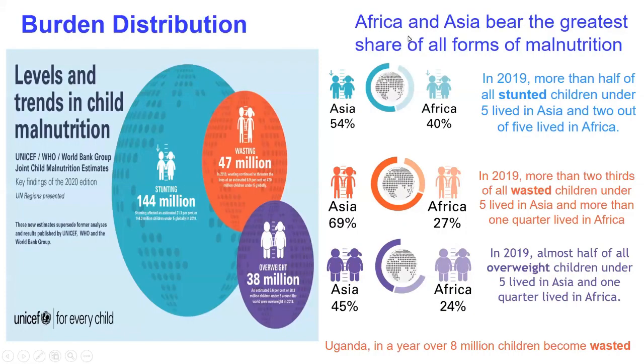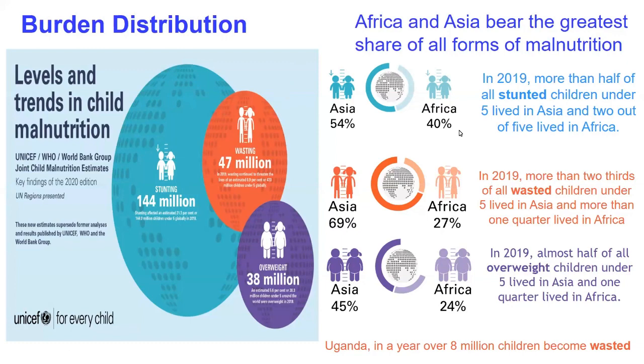And globally, this just shows the burden and the distribution of malnutrition, both over and under. You can see that Africa and Asia bear the greatest share of all forms of malnutrition. These are in terms of millions as far as stunting, wasting, and overweight. But just to show these captions on the extreme right, Asia and Africa in terms of distribution.